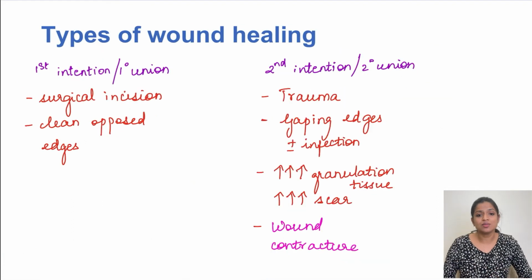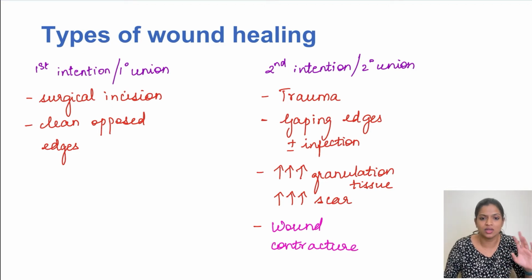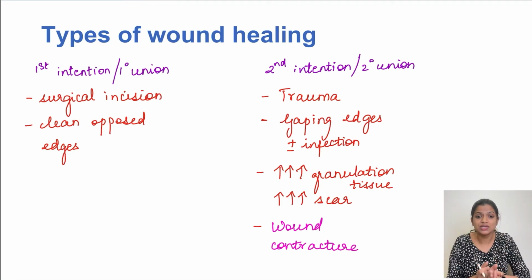So moving on, we'll see about the types of wound healing. So we have two types of wound healing, starting type 1, which is also called as primary or the first intention, then secondary or the second intention. So in primary union, what we have is there will be a surgical incision kind of a clean wound. So the wound will be clean and the edges of the wound are going to be opposed. So there is not going to be any gap. In this kind of injury, the same steps of wound healing will happen.